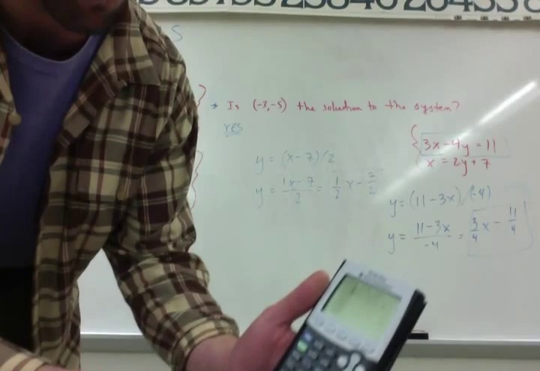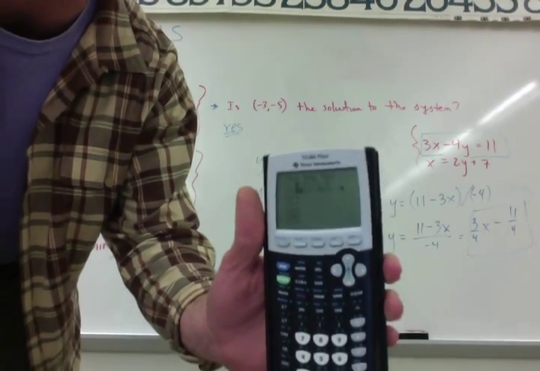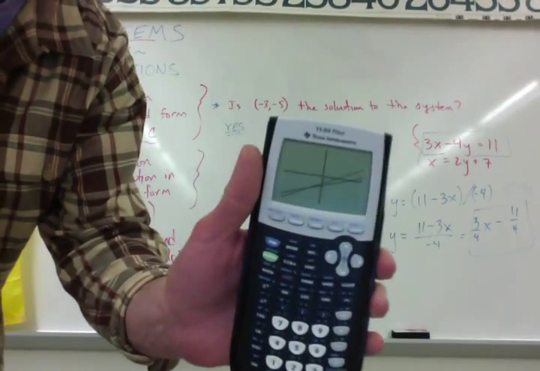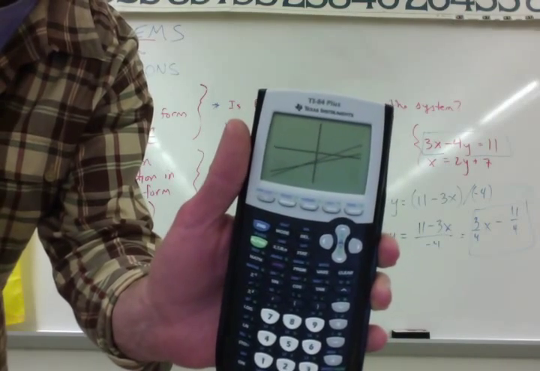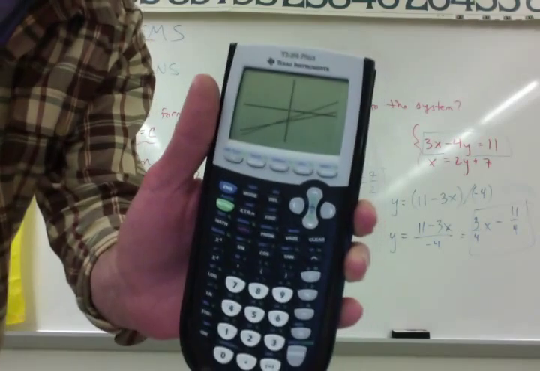So you have both of these equations, right? Make sure both of the equal signs are highlighted. If they're not, just go over them and hit enter. Now, if you hit graph, that's what you get. And if you don't get that, just hit zoom and then 6 to get to that main screen. All right, so that's that.